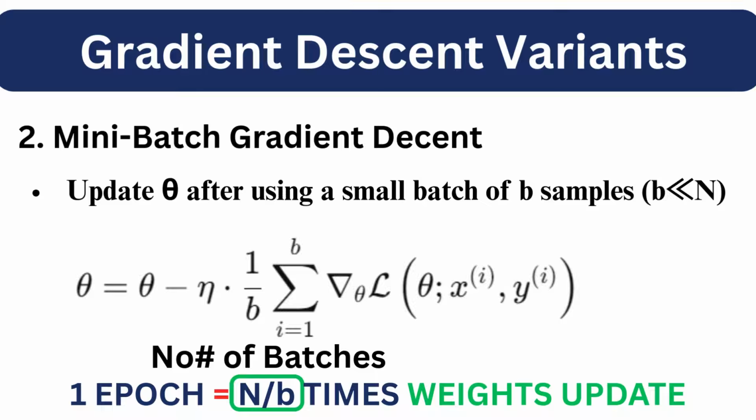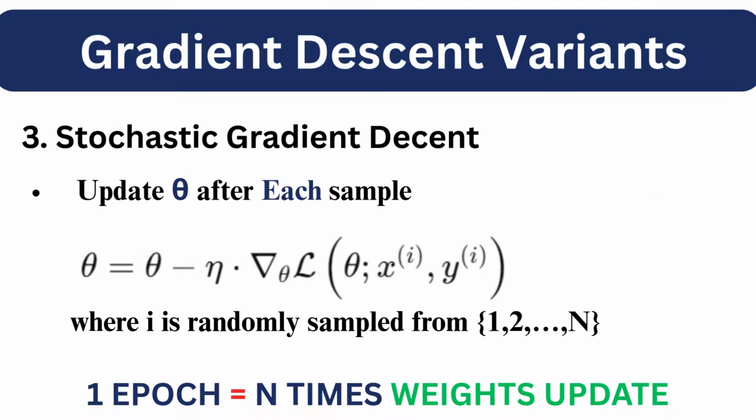Mini batch gradient descent converges faster than the batch gradient descent, but its updates are noisier because we change the weights after each batch. Stochastic gradient descent, by definition, is an algorithm that updates the weights after each sample. It means that in one epoch, the weights will be updated n times, and n means the number of samples. This is the reason why stochastic gradient descent is much noisier than the other two variants.